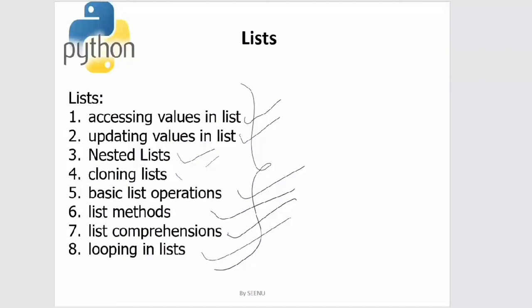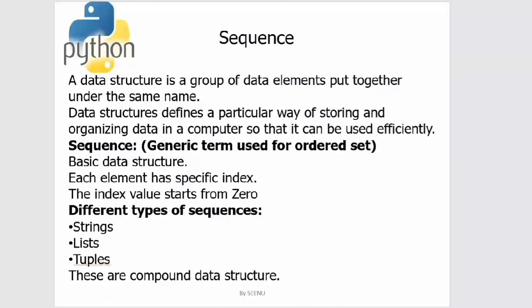And also I have given all the methods, list methods and basic list operations, everything I have included. To understand list, let us just understand what is meant by a sequence. This is an interview question, like they'll ask you, what is a sequence? Sequence is a generic term used for ordered set.